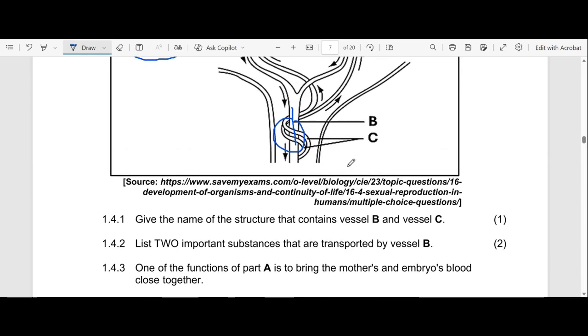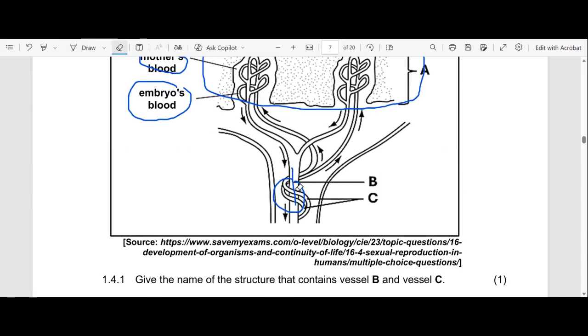Now let's look at vessel B. Let me just remove this so that I see it clearly. So what is vessel B? Vessel B is our umbilical vein, because we have one umbilical vein and two umbilical arteries. It's one here, so it's the one umbilical vein. So what does the umbilical vein transport? It transports oxygen, and also nutrients. So oxygen and nutrients. Does that make sense? I hope that makes a lot of sense.